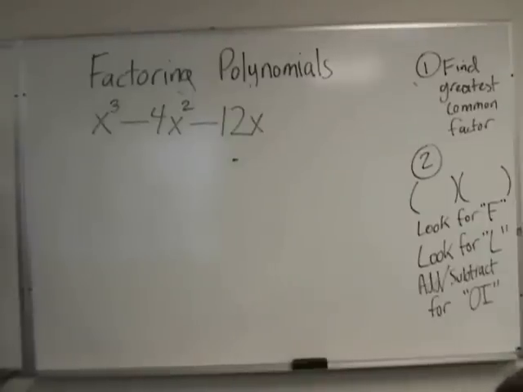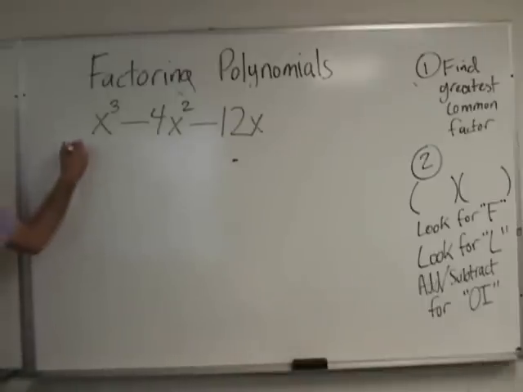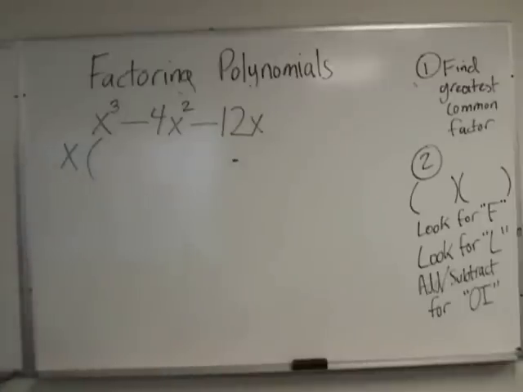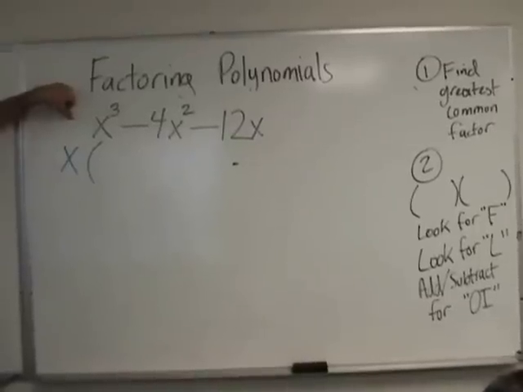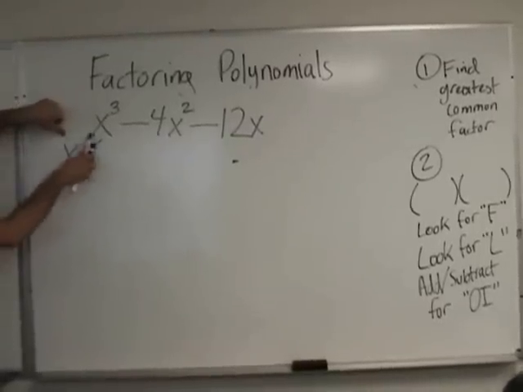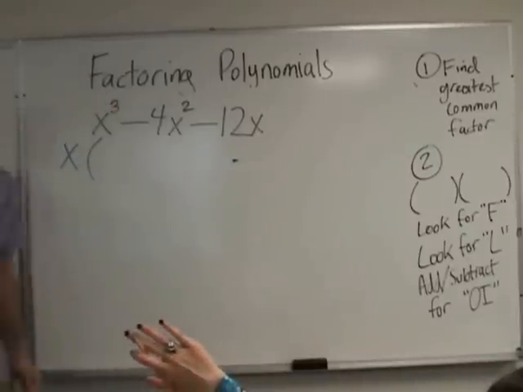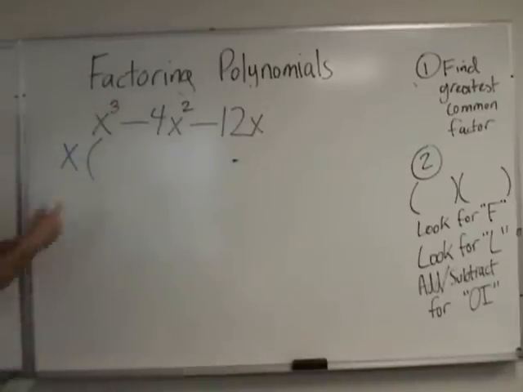Is there a greatest common factor that we can factor out? Yes, do you see it? X. So I'm taking that out in blue. Now, what I like to call undistribute. X times what here will result in x cubed? X squared.